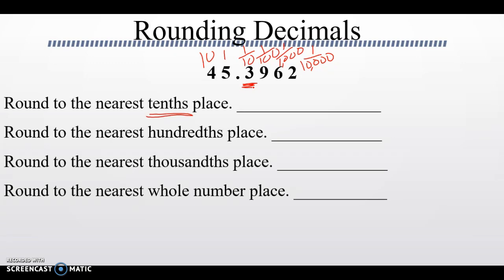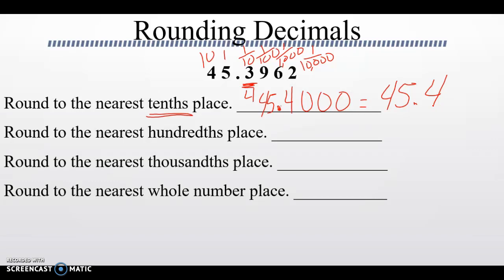If it's less than 5, your target stays the same. If it's greater than 5, your target goes up 1. So 9 is greater than 5. So my 3 turns to a 4. So when I write my answer, everything behind my target turns to a 0. That 3 became a 4. Keep my decimal point, and everything in front of the target stays the same. And remember, you can drop those zeros that are behind the decimal point.